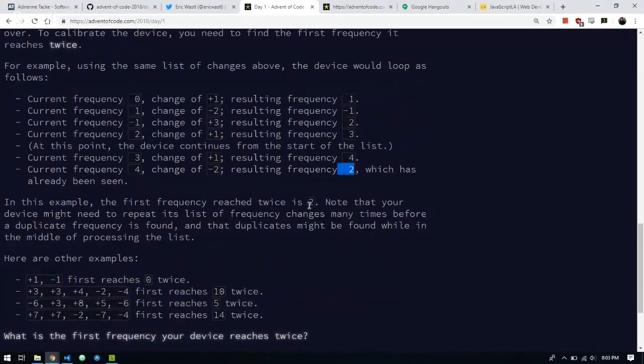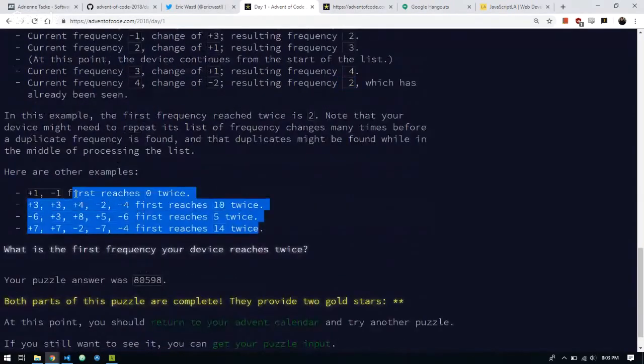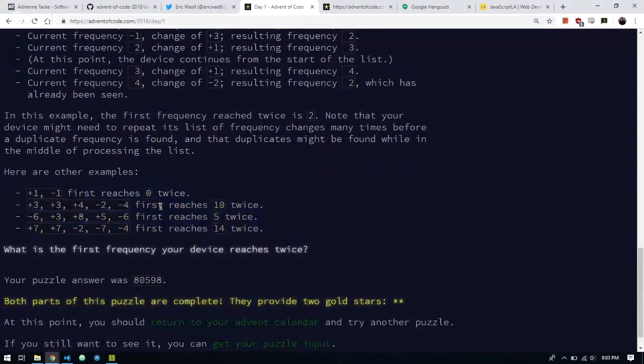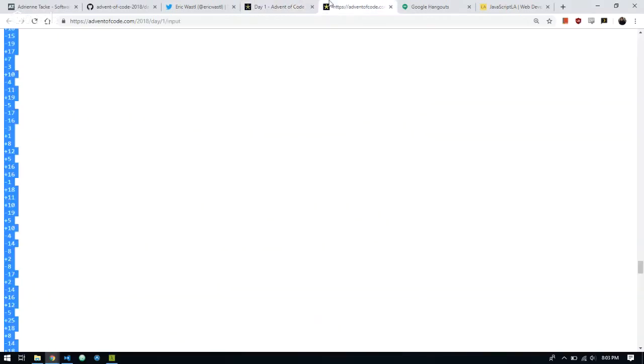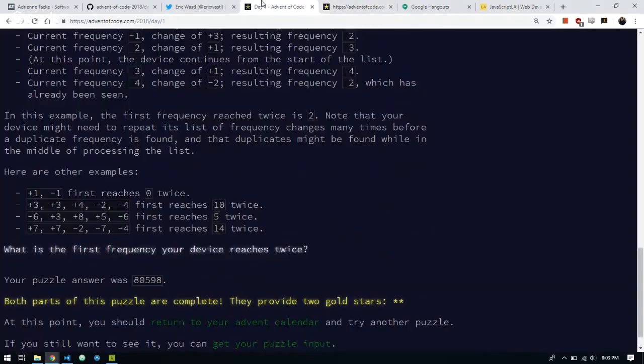Note that your device might need to do this, all the other stuff, and some more test cases, right? So what is the first frequency your device reaches twice? And for each day, your puzzle input is the same. So there's no other, it's the same one. So out of this same list, go through this implementation it just talked about, and then tell me what's the first frequency that you've seen twice.